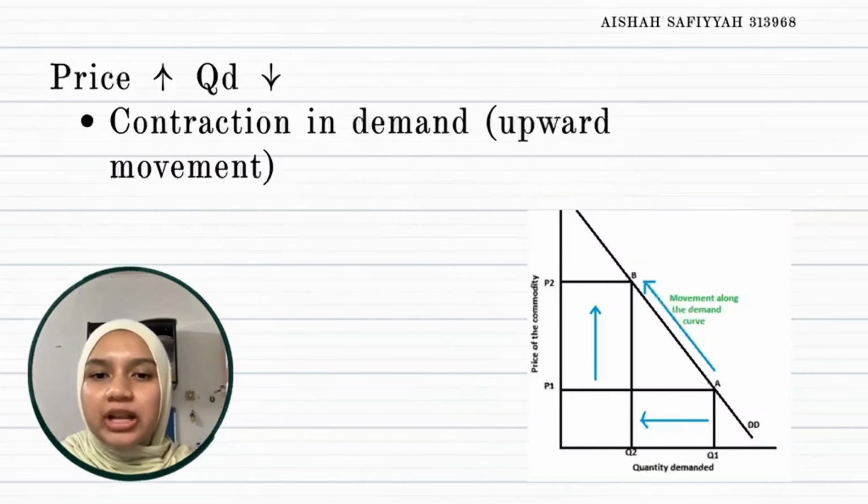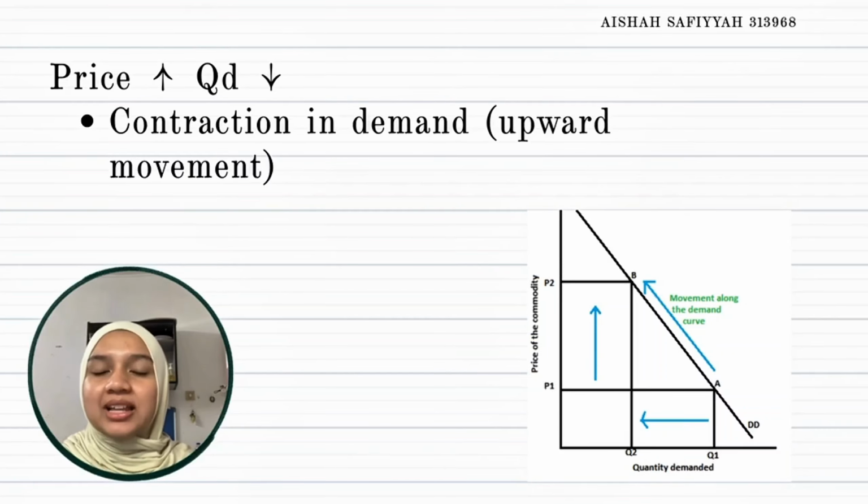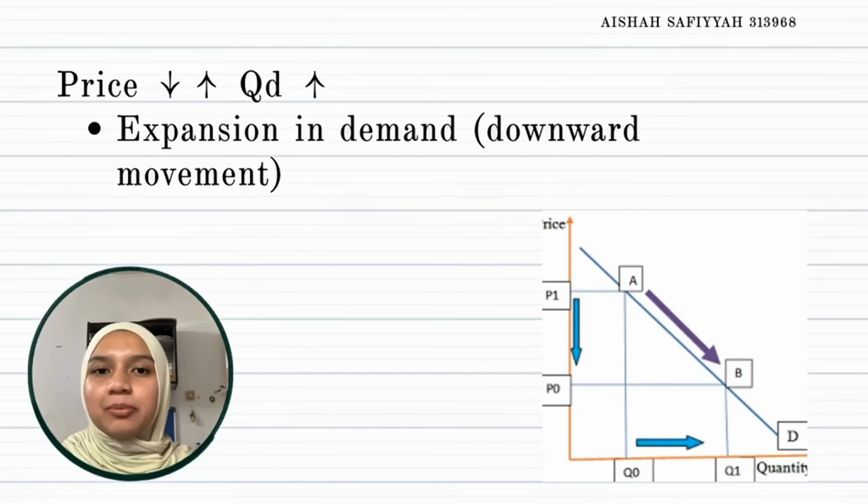For Adidas specifically, we can see this clearly when Adidas increases the price of its shoe models, consumers tend to buy less. Some may even switch to alternatives like Nike or Puma, and this is what we call a contraction in demand, a movement upward along the demand curve. On the other hand, during promotional events like Black Friday or seasonal sales, Adidas lowers its prices and we see a surge in sales volume. This is an expansion in demand, a movement downward along the demand curve.